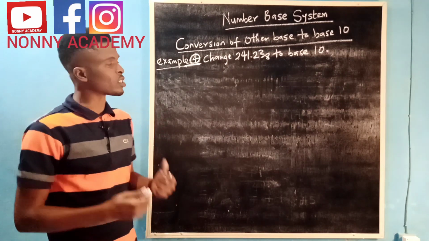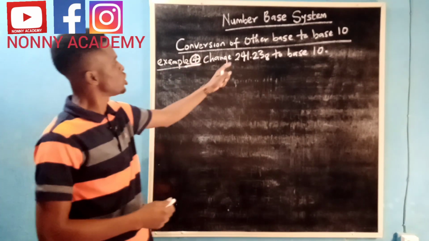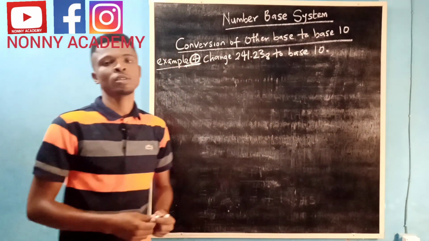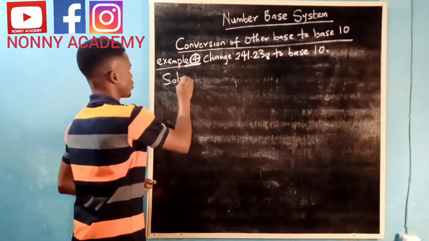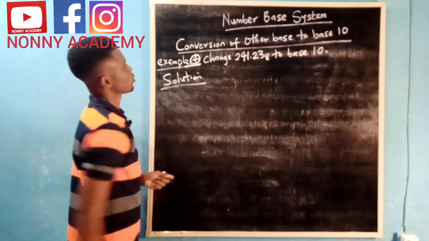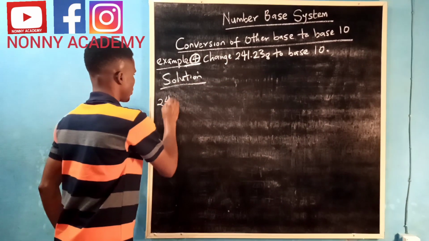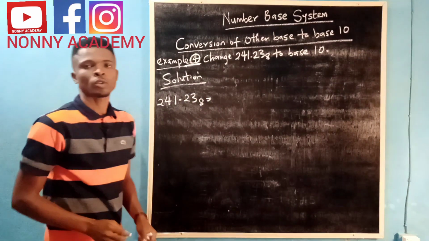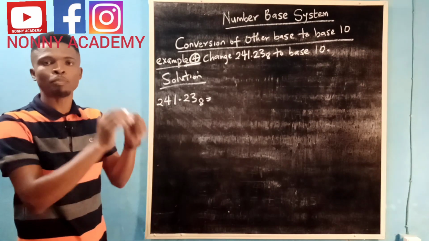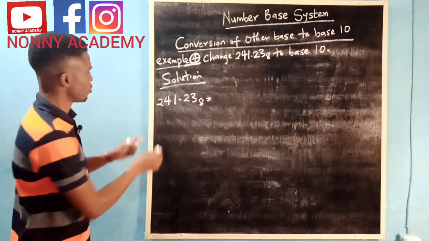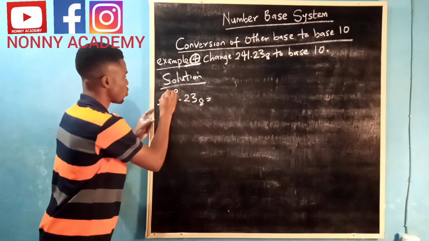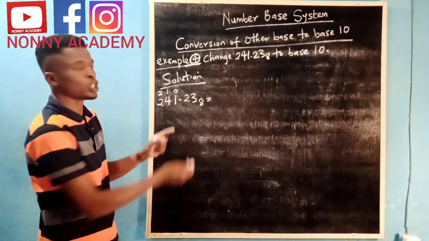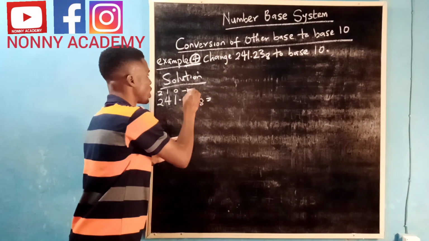Let's take a look at the last example. Example 4. Change 241.23 base 8 to base 10. Solution. From this, I will start by putting the power on each of the digits. For this part, I will have 0, 1, 2. That is for the number before the decimal. And for the number after the decimal, I will have minus 1, minus 2.